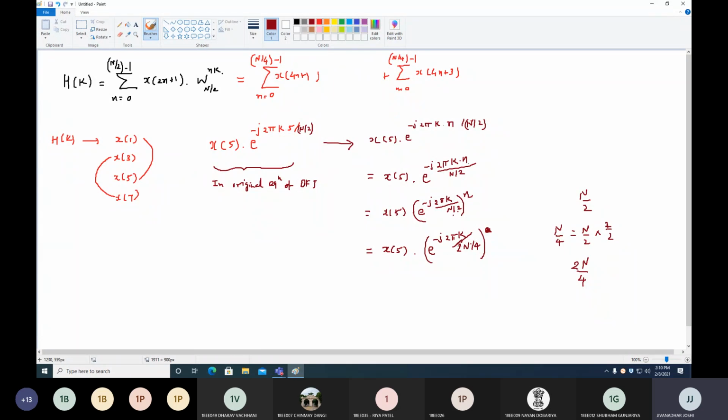So cancelling these two, I have this equal to x of phi e raised to minus j, 2 is cancelled, so pi into k divided by n by 4, right? So x of phi into e raised to minus j 2 pi.